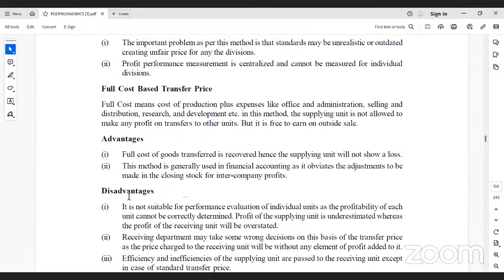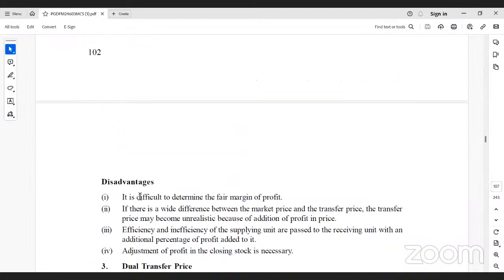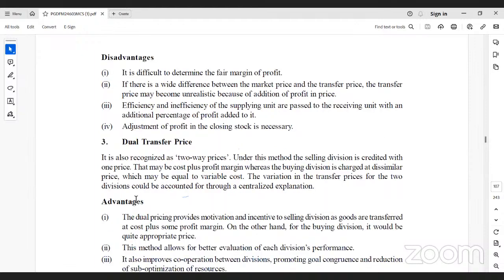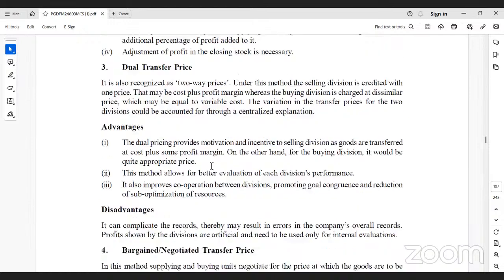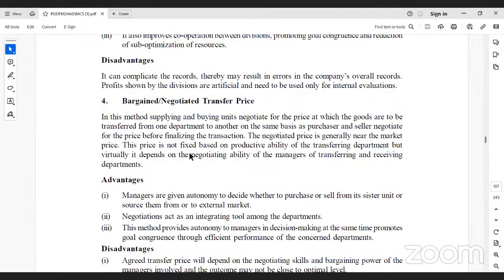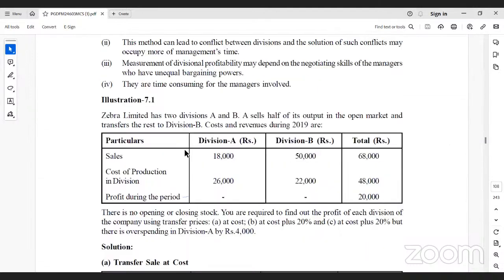Now we move on to the third one, the full cost based transfer model, which also has some advantages and limitations. The next one is dual transfer pricing. It is also known as two-way pricing. Under this method, the selling division is credited with one price, which may be cost plus profit margin, whereas the buying division is charged at a different price. Right? Then negotiated pricing is also there.